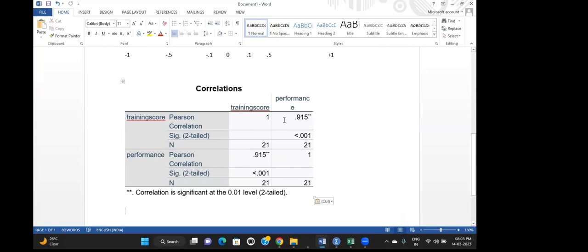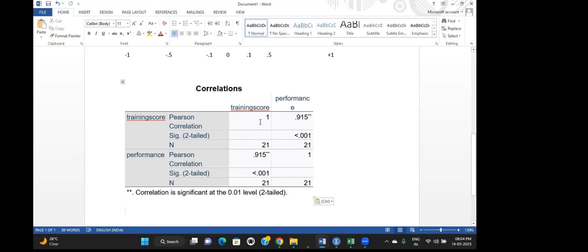Look at this. This is a high positive correlation between the two variables, that is the training score and the performance, right? So what we have tried to find out is the correlation between the training scores and the performance. The value lies between -1 to 1. Here, what is the value? That is 0.915. So it is highly positively correlated.